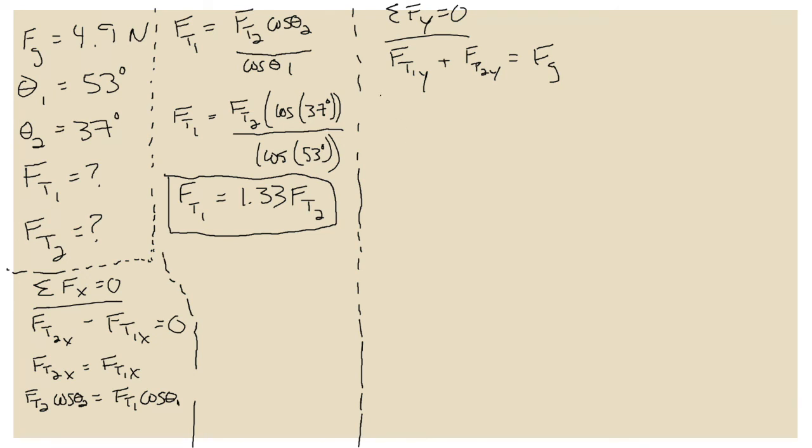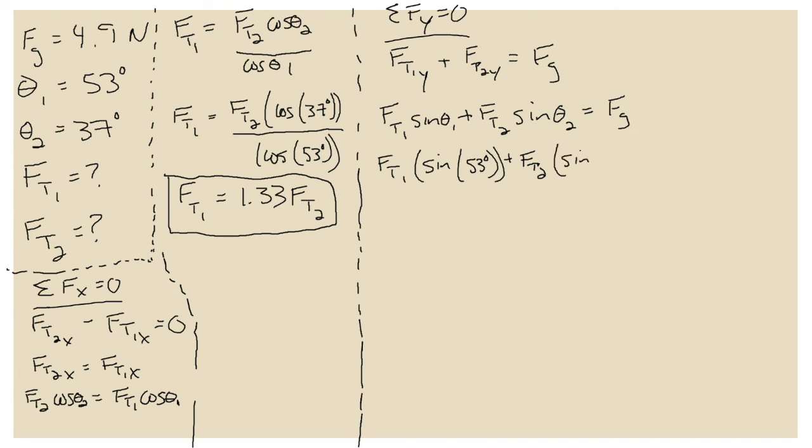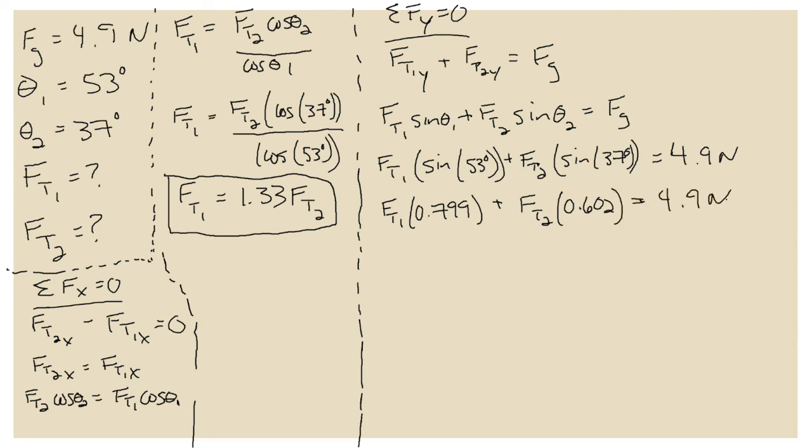And so now plugging in, we get Ft1 times sine theta 1 plus Ft2 times sine theta 2 equals Fg. And now we plug in our numbers here. We have Ft1 times the sine of 53 degrees plus Ft2 times the sine of 37 degrees is equal to 4.9 newtons. And so that means Ft1 times 0.799 plus Ft2 times the sine of 37, which is 0.602, is going to be equal to 4.9 newtons. And now I'm going to plug this result in. Ft1 is 1.33 times Ft2.